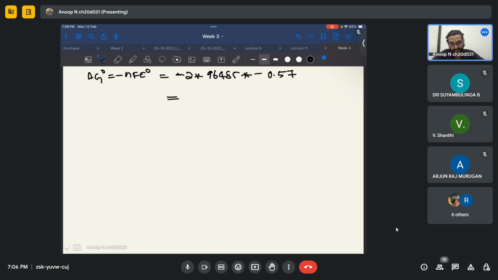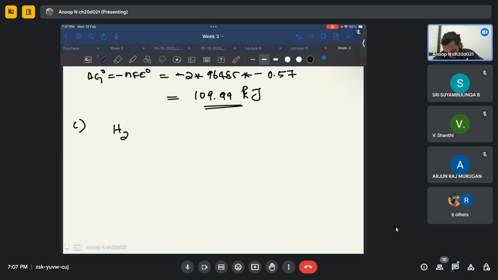Is it done? What's the answer? Yeah, we can write it as 109.9. Always try to write in short form. So kilojoule. I hope everyone got it. Anyone have a doubt? So we'll go to problem number C in this section.